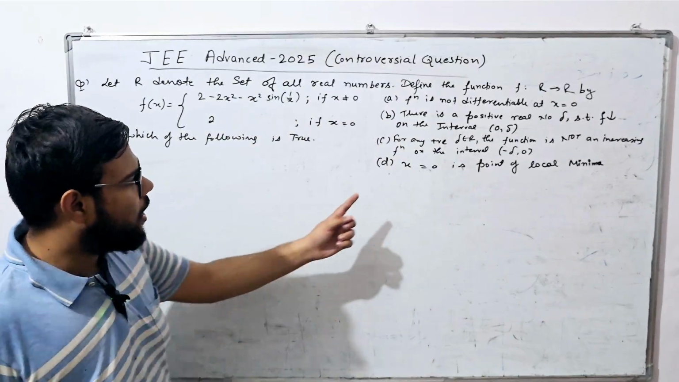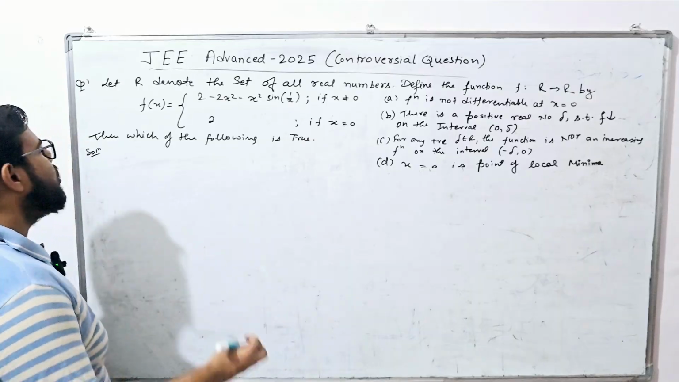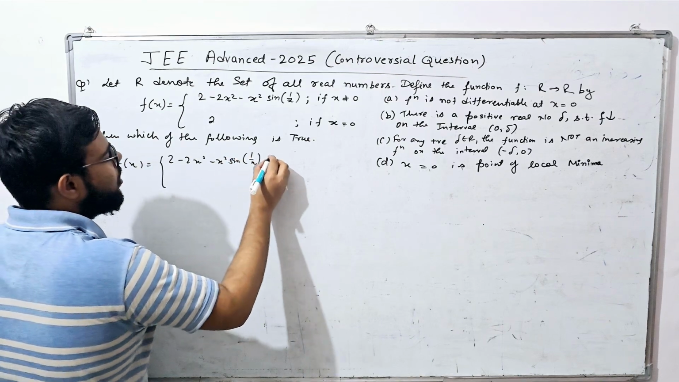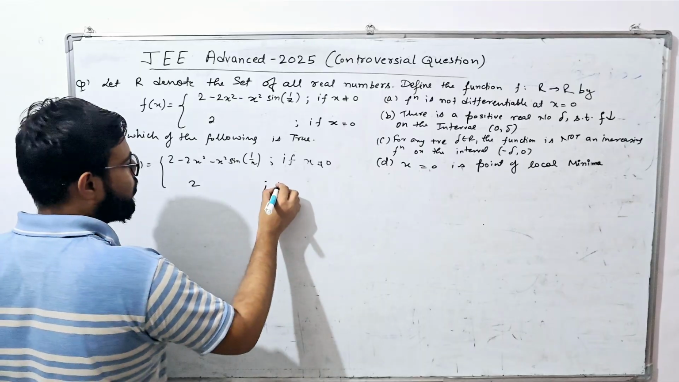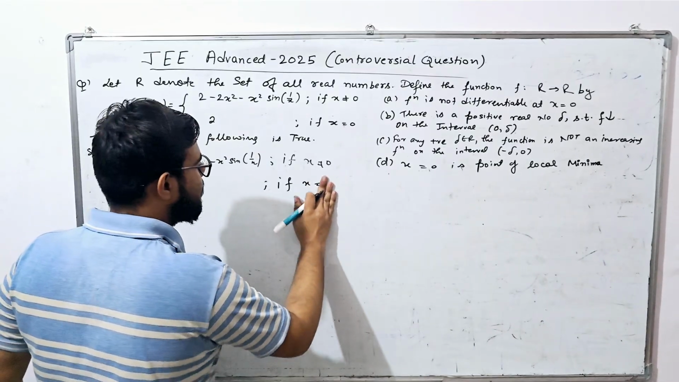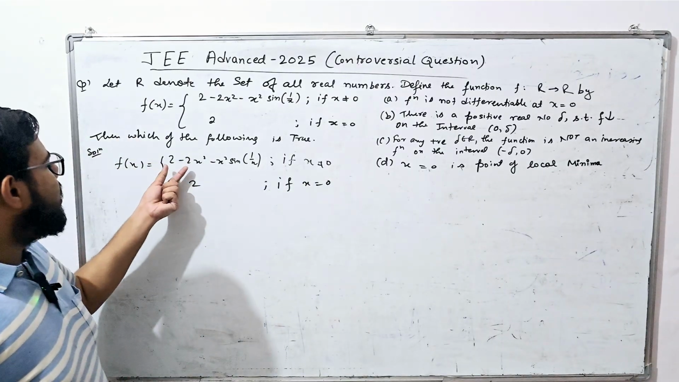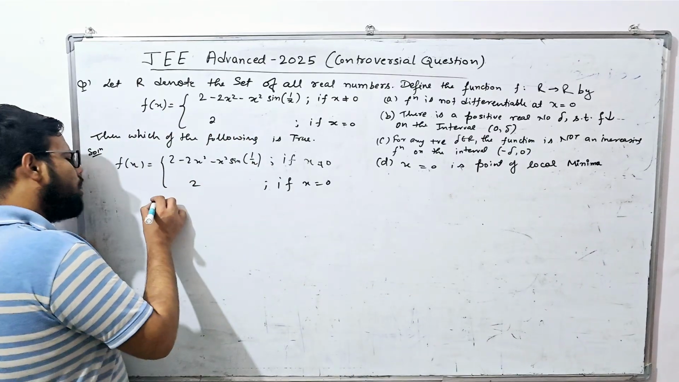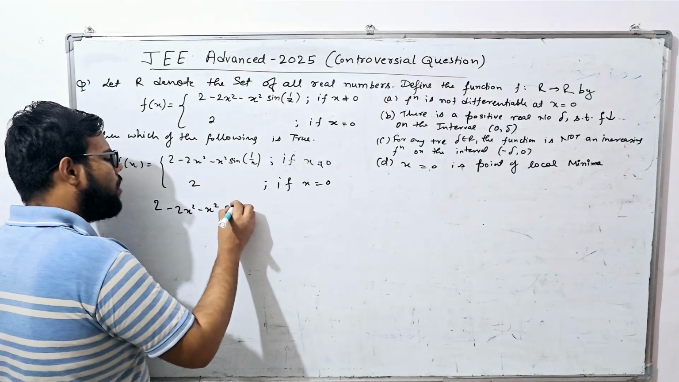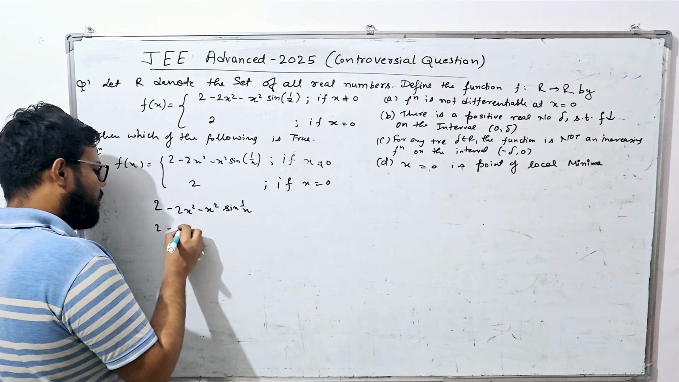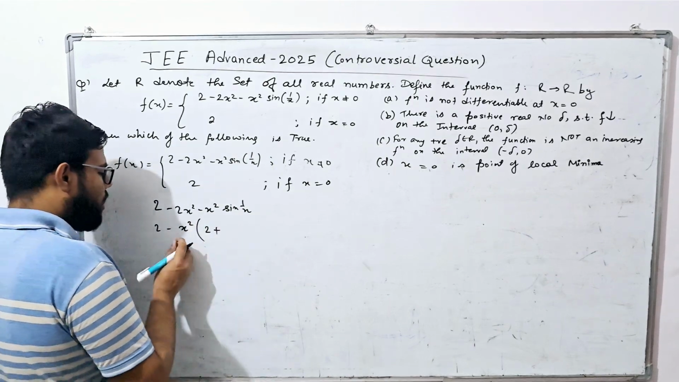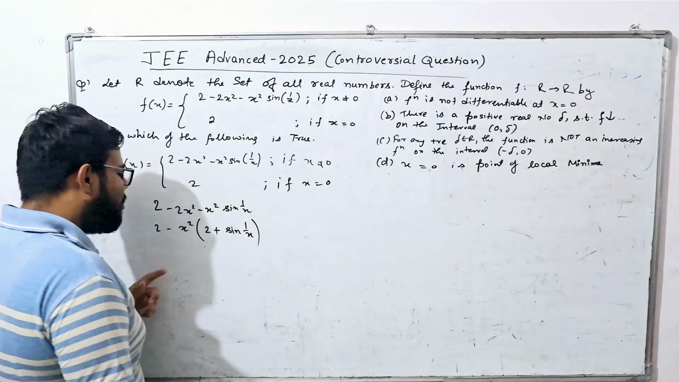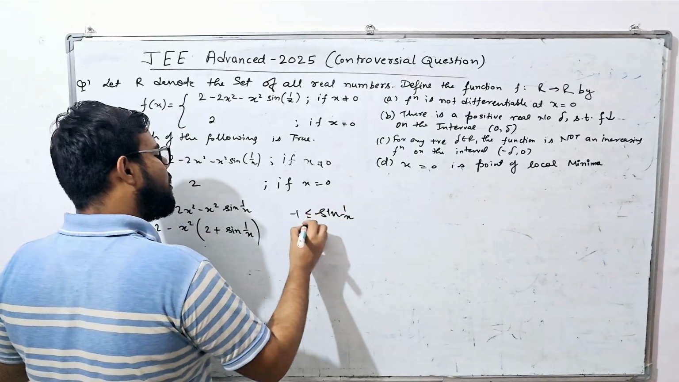Now let's see for option number D, that x is equal to 0 is the point of local minima. Let's see it. So our f(x) is equal to 2 minus 2x square minus x square sine 1 upon x if x is not equal to 0, and is 2 if x is equal to 0, correct? Okay. Now notice that we have to calculate its maximum or minimum value, right? So that we can find the point of local minima, right? So 2 minus 2x square minus x square sine 1 upon x, right? So we can take x square common, right? So we get 2 minus x square into 2 plus sine 1 upon x, correct? Where I've taken the negative sign also common. Right? Okay.